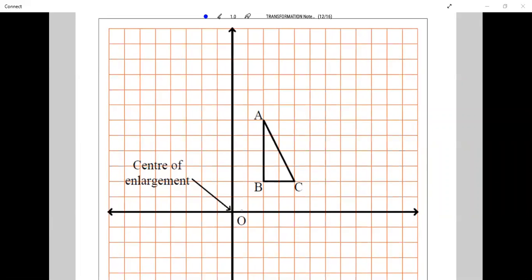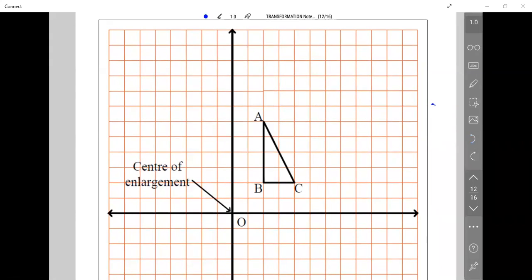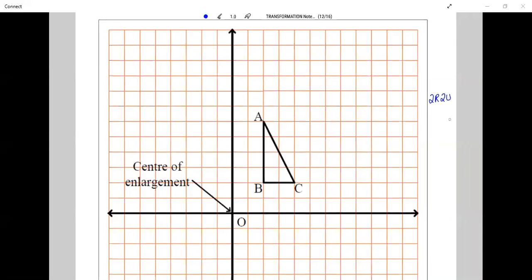To get to B from the center, I had to go 2 right and 2 up. To get to the image, I'm going to double that distance, using the fact again that the distance from the center to the image is k times the distance from the center to the object. If I double this, it becomes 4 right and 4 up. This would be the new position of B. This would be B prime.